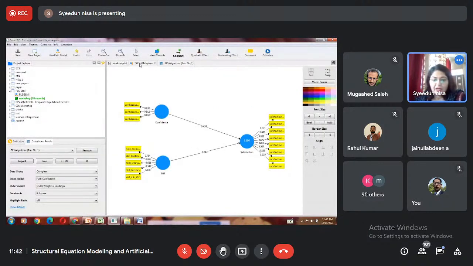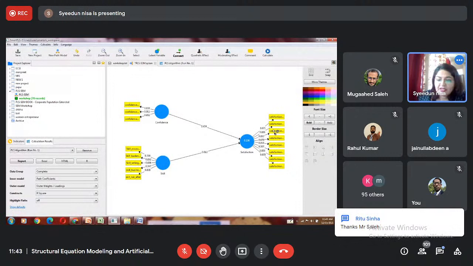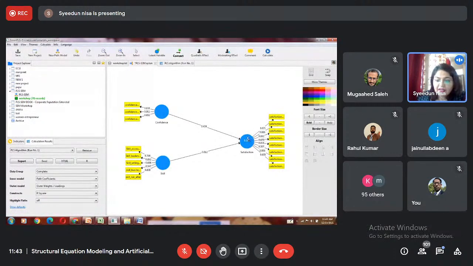If we go back to our model, you can see these are the items, and to measure confidence we have three items. So whether these items are actually measuring confidence, they are converging to explain confidence. Convergent validity is achieved for confidence, for skill also, which means these items are able to measure skill, and for satisfaction also. Whether all the items under skills are converging together to explain this latent variable, and all the satisfaction items under satisfaction are converging and able to explain this. So this is our convergent validity.